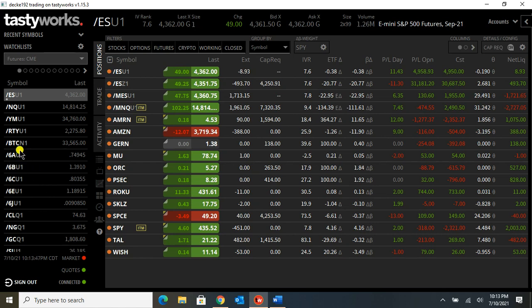So if you look back at the watch list here, you can see that there are both white and gray characters. The white characters symbolize the actual future product. For example, CL is crude oil, NG is natural gas, and GC is gold. And the gray letters or characters are the expiration code. So each month has its own letter.